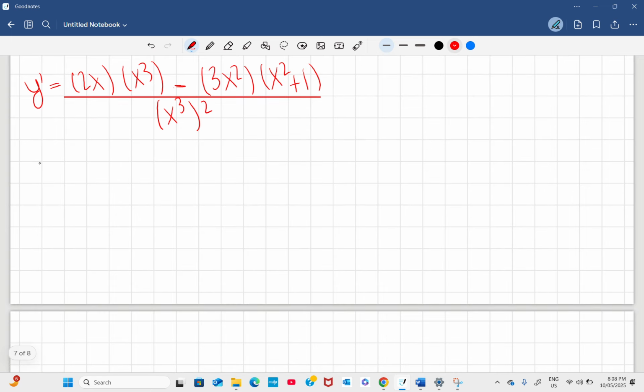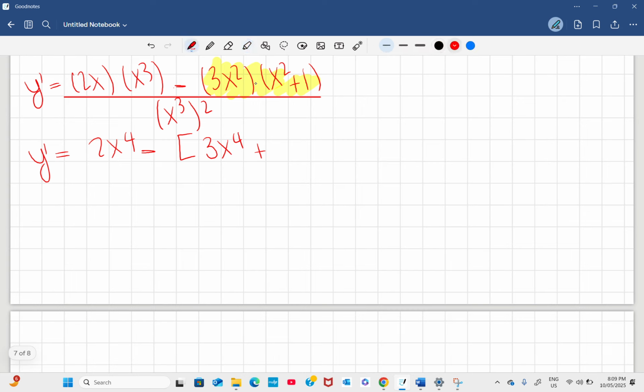I'm going to take y prime is equal to 2x times x to the power of 3, which gives me 2x to the power of 4, minus. Now here, since I have a negative sign, I'm going to open a bracket since I'm going to distribute the negative later on. 3x squared times x squared gives me 3x to the power of 4 plus. Now we're not distributing the negative yet, we're just solving this. Right now, we are just solving for this one. We're not doing anything with the negative.